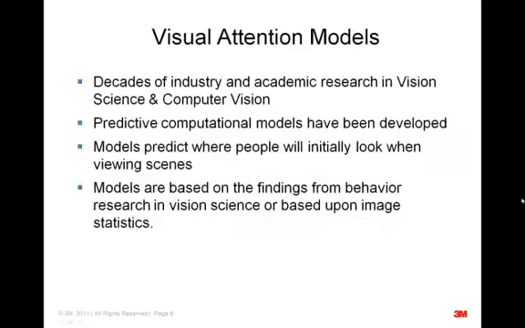Visual attention models. For years, industry and academic research has been taking place in vision science and computer vision. Out of this work have come predictive computational models. These models predict where people will initially look when they view scenes. The models are based on the findings from behavior research and vision science, or based upon imaging statistics.